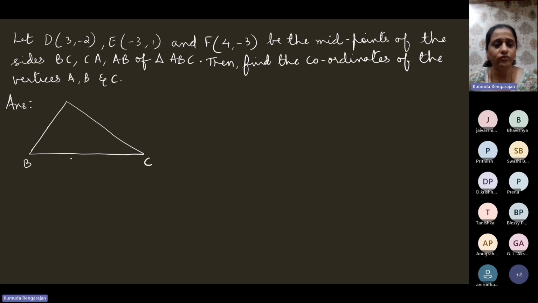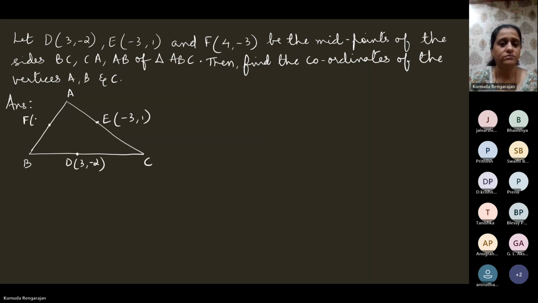So D is the midpoint of BC. D is the midpoint of BC is given. E is the midpoint of CA. And F is the midpoint of AB. Okay, so we have to find the coordinates of the vertices of the triangle A, B, and C.